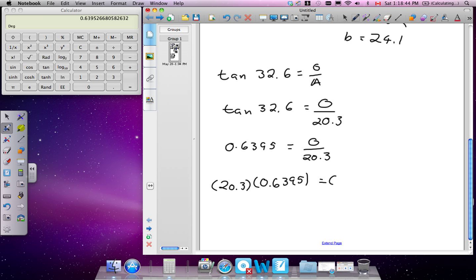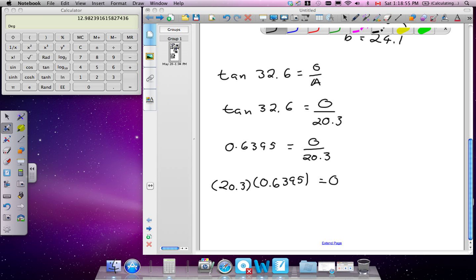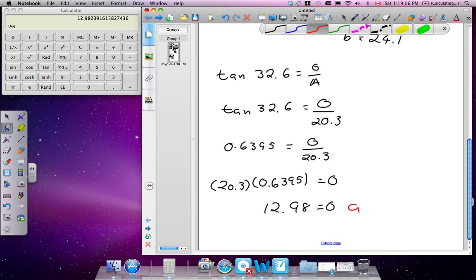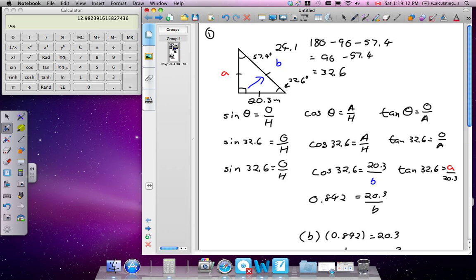So 0.6395. It's equal to the opposite over 20.3. We're trying to isolate for O, so I have to bring 20.3 to the other side. It becomes multiplied by. So 20.3 multiplied by that number. When you get good with the calculator, it's always best to keep the original answer and multiply. It'll be a lot more accurate that way. So we take this, multiply it by 20.3, and we get 12.98, which is equal to O, or as we had called it, our side A. Really, it's opposite. The reason I called it O is because it was opposite of our angle.